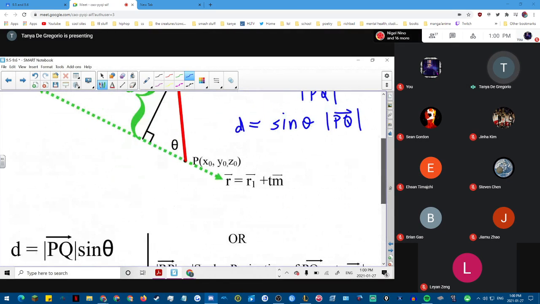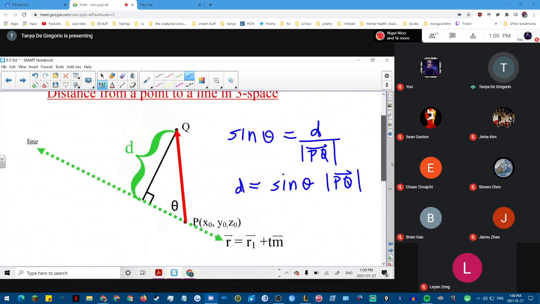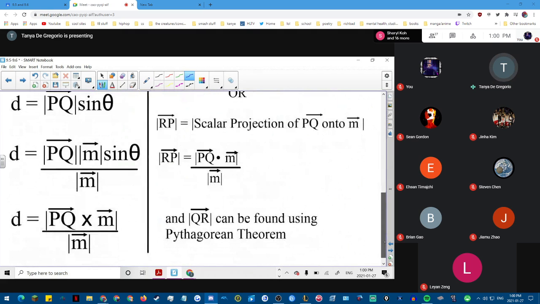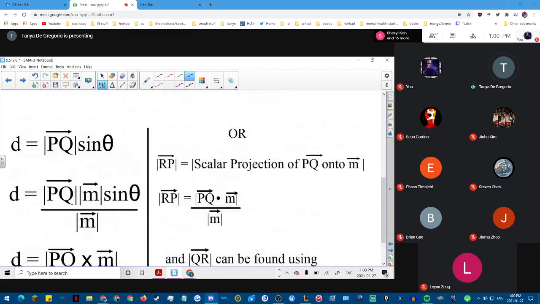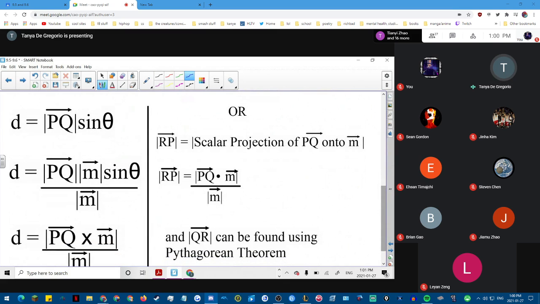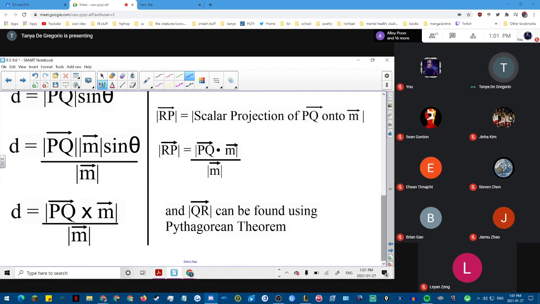How else can we derive it? We just did it by looking at SOHCAHTOA. Here, we know that the magnitude of PQ times sine of theta is also equal to the magnitude of PQ times the magnitude of direction vector M times sine of theta, all divided by the magnitude of direction vector M. Notice, guys, that I just multiplied it in, and the reason that we do that is because now my numerator is the cross product of PQ and M. Okay, and so that's my formula.